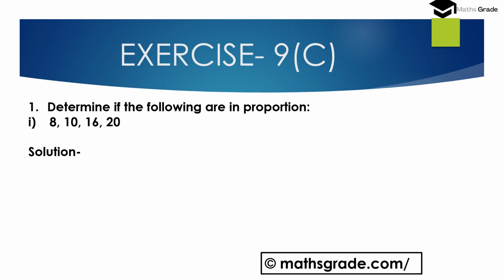Now we will solve question number 1. Determine if the following are in proportions. First bit is 8, 10, 16, 20. These are the numbers given and we have to check whether these numbers are in proportion or not. We know the four numbers A, B, C, D are in proportion if A is to B is proportional to C is to D.